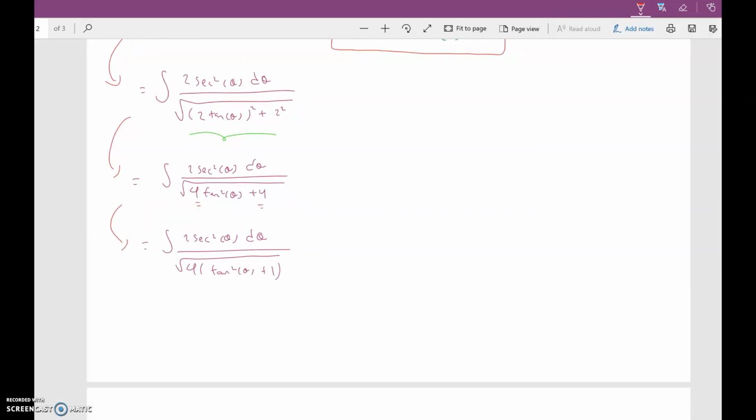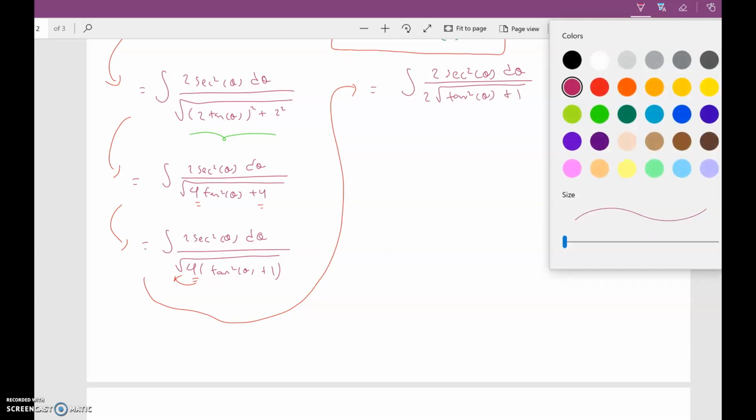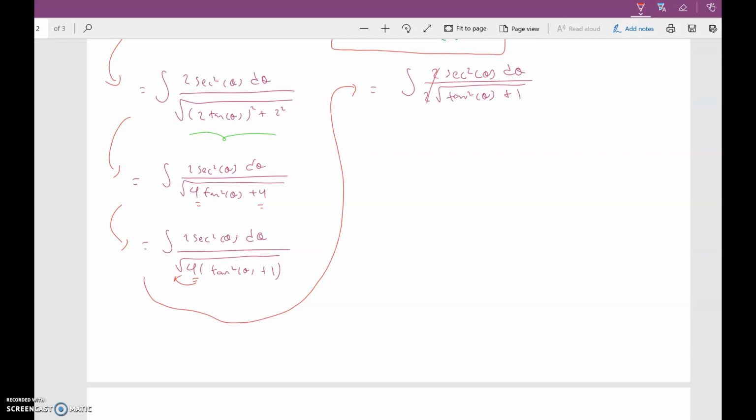Okay, and then the next step, I'm just going to extract the actual 4 from the radical. So let me rewrite it. So this is equal to the integral of 2 secant squared of theta d theta over, and this is now 2 the square root of tangent squared of theta plus 1. And we did a little bit of advancement. We can cancel the 2's, and then we're going to use an identity.